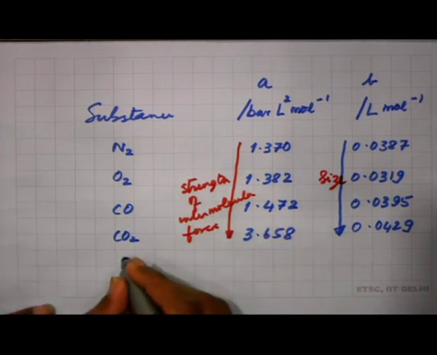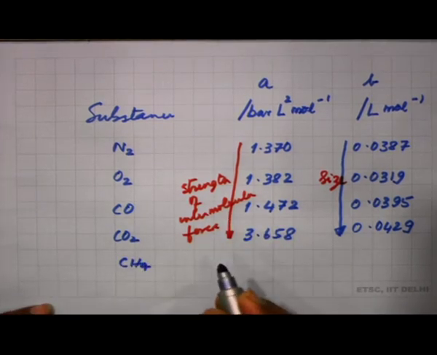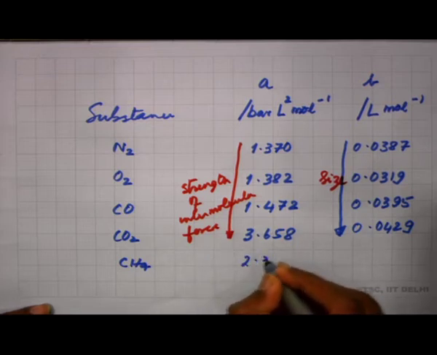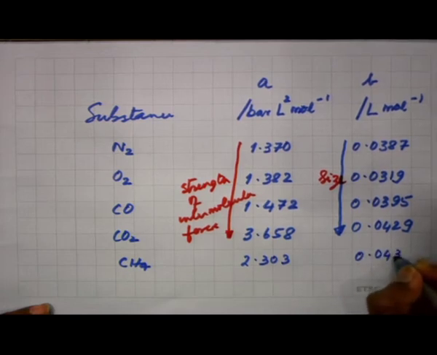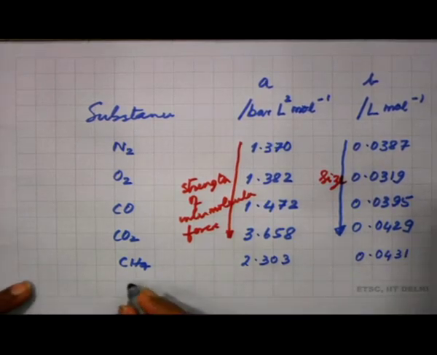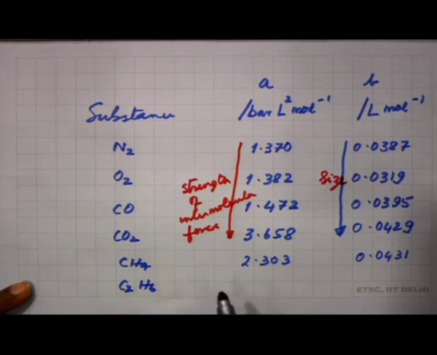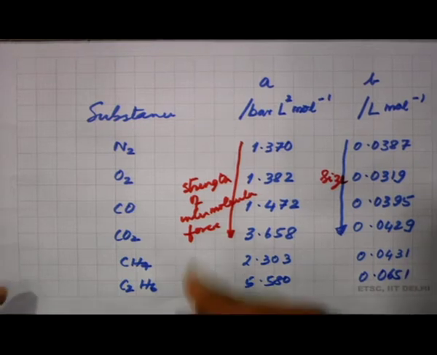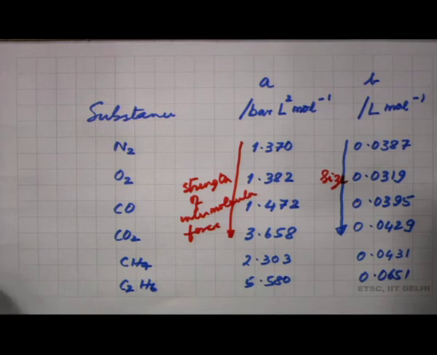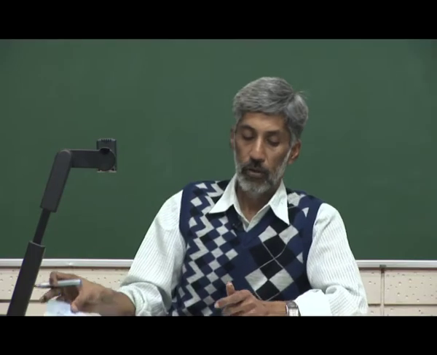Continuing, here is methane, 2.303 and 0.0431. Ethane, just to give you a sense of what you expect, is 5.580 and 0.0651, and so on. You can look at these numbers in some book and you will find that the trend is more or less what we have explained. So, let us move on.